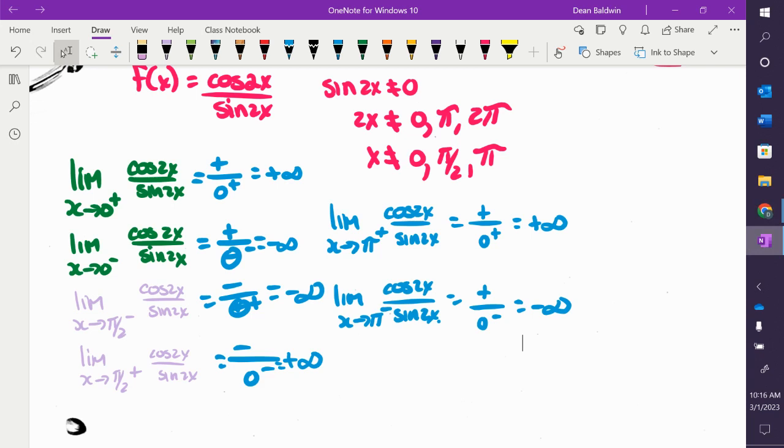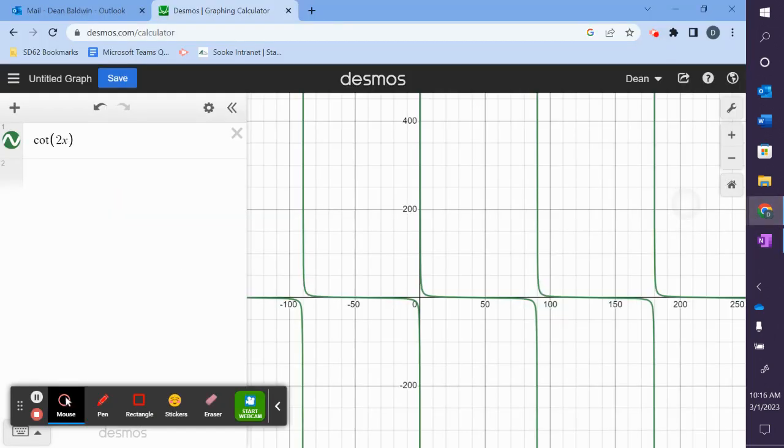If you come from the positive side, you get positive infinity. If you come from the negative side, you go to negative infinity. All right, this is what the graph looks like. So as you come to 0 from the positive side, you go to positive infinity. Negative side, you shoot to negative infinity. This is 90. Positive side, negative side. This is pi, 180. Boom, boom. Okay? Is that fun? It's kind of neat though, isn't it? Nope, guess not.